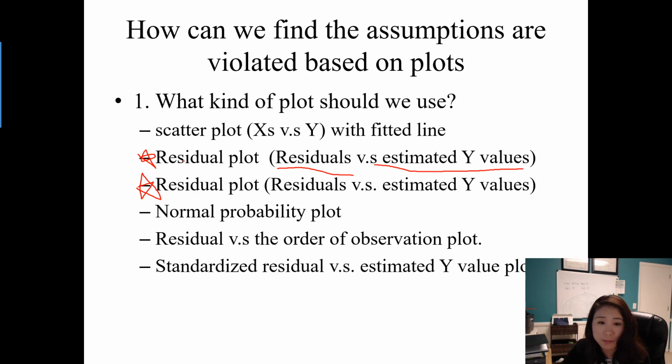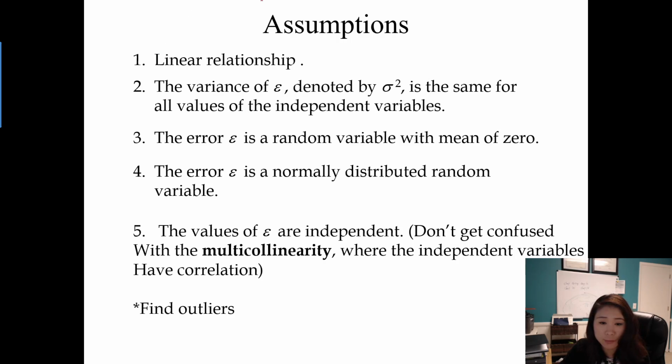So for assumptions 2 and 3, we are using the same chart. However, we are looking for different characteristics of that chart in order to understand whether the residual's variance is independent of all values of x, or whether the residual is a random variable with a mean of 0. The same chart tests 2 and 3, but we are looking for a different pattern.